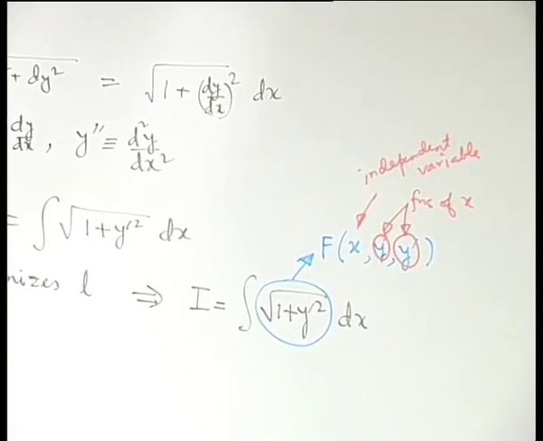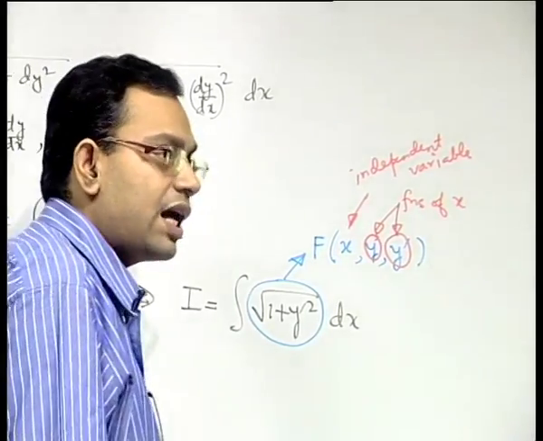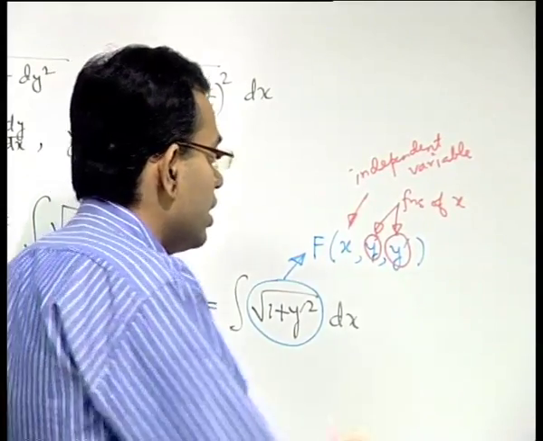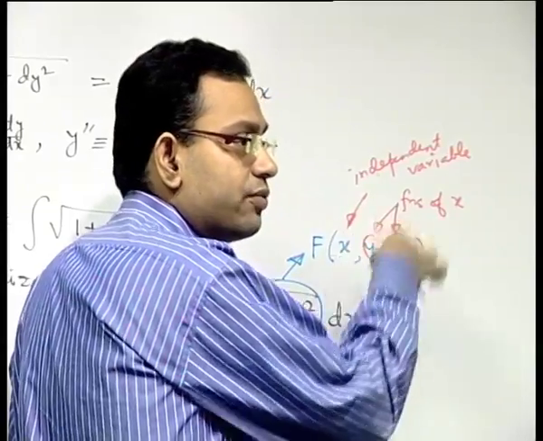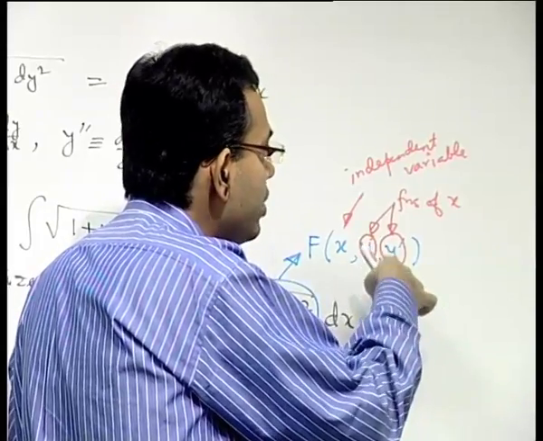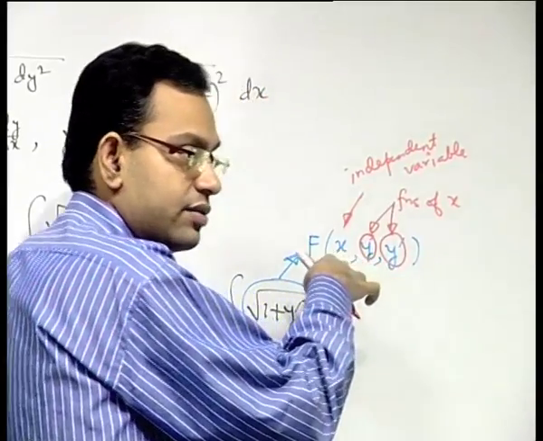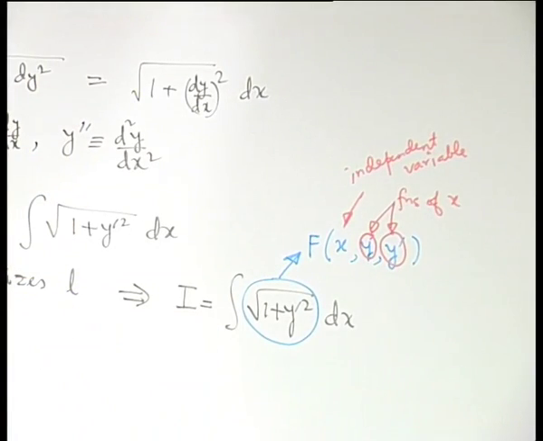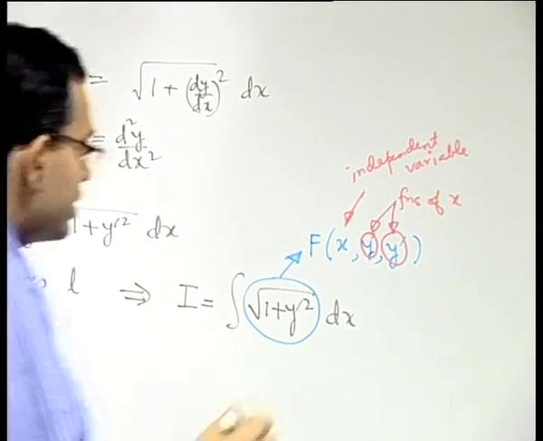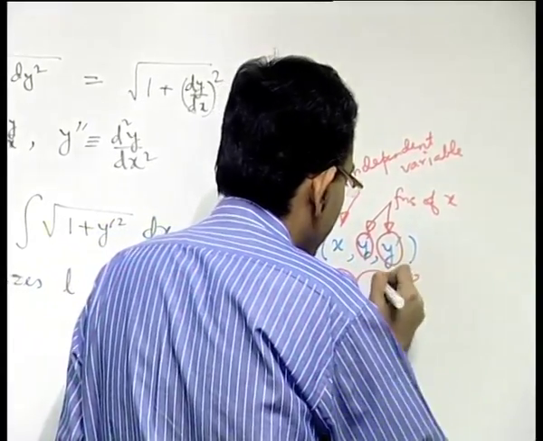Thus, capital F is a special type of a function which involves other functions. So, it is a function of some function, because it is a function of y or y prime which are themselves functions of x. These types of functions which are themselves functions of other functions are called functionals. So, this is a functional.